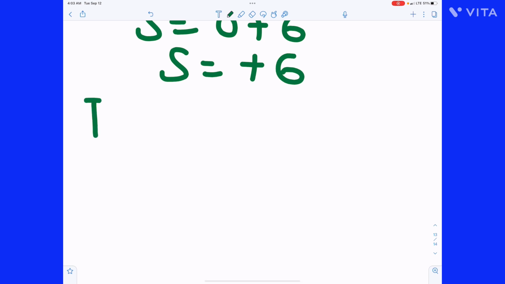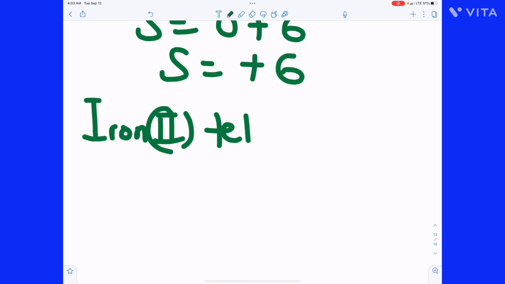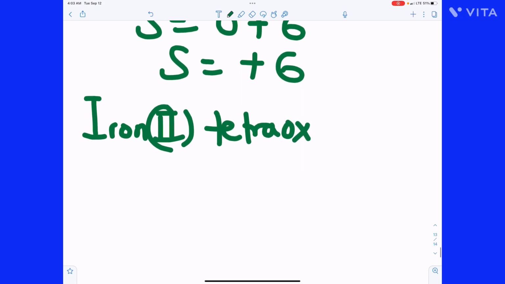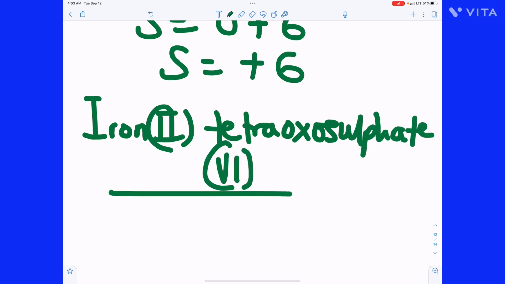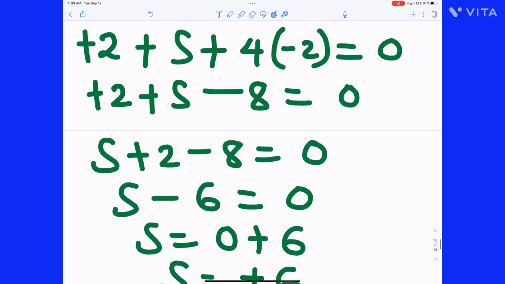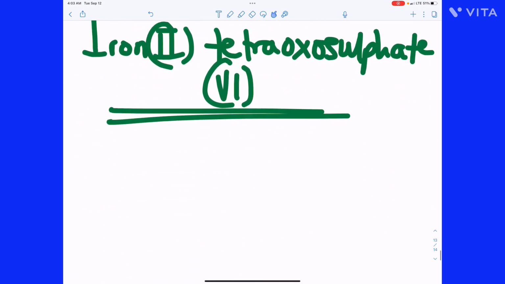What does that give us? We call the compound iron(II) tetraoxosulfate(VI). Let me try and spell this way. Iron(II) tetraoxosulfate(VI). Okay, that's number 8.